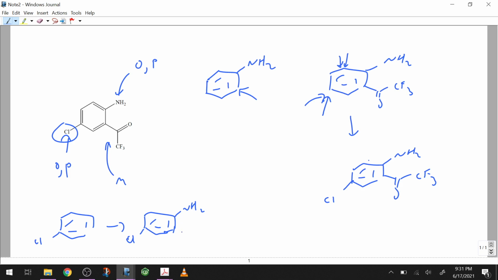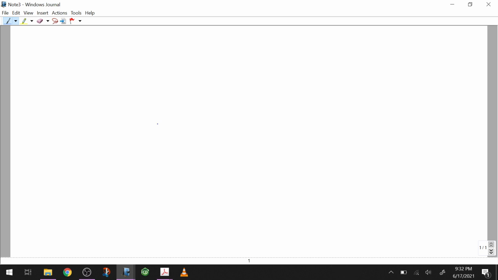So I probably could still manage to selectively get something ortho to the nitrogen, because the chlorine is not going to be very friendly to ortho substitution. It is too electronegative for that. So that's a possibility as well. So those two possibilities we can work with. All right, so let's see what they actually look like. The first one is putting the amine in first.